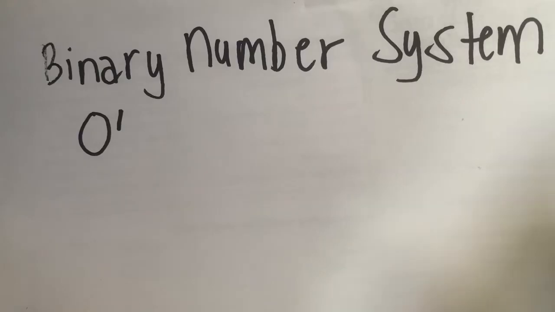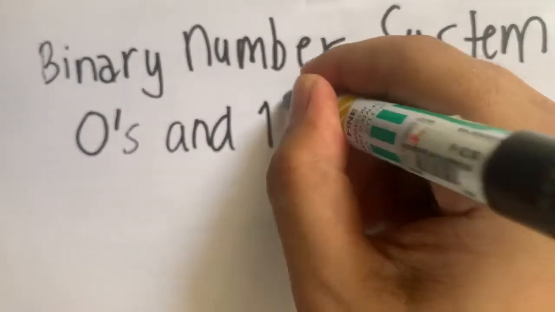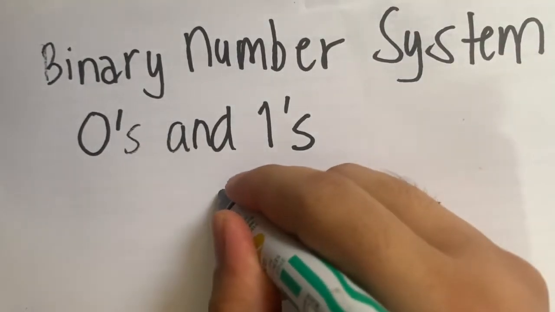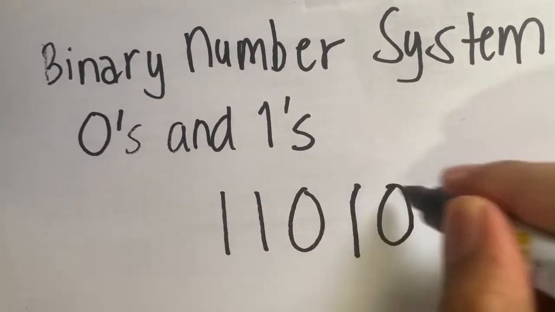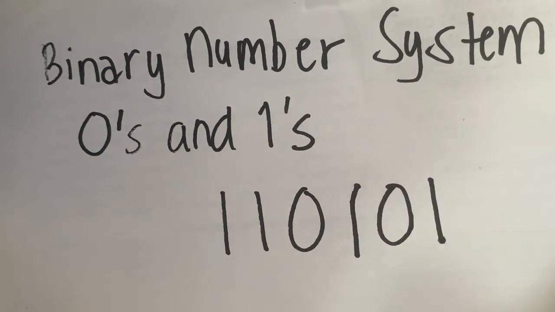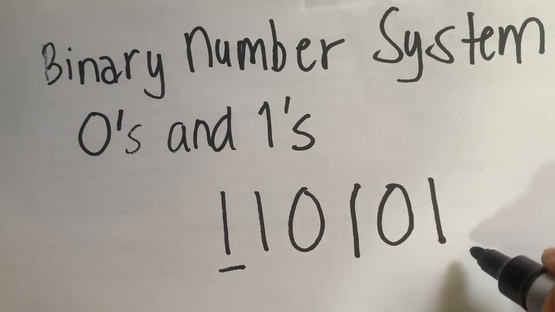Okay class, so let's have the binary number system. A binary number is made up of only zeros and ones. An example of a binary number is 110101. If you notice, there is no 2, 3, 4, 5, 6, 7, 8, or 9 in binary. Now each binary digit is called a bit. So in this example, we have 6 bits.